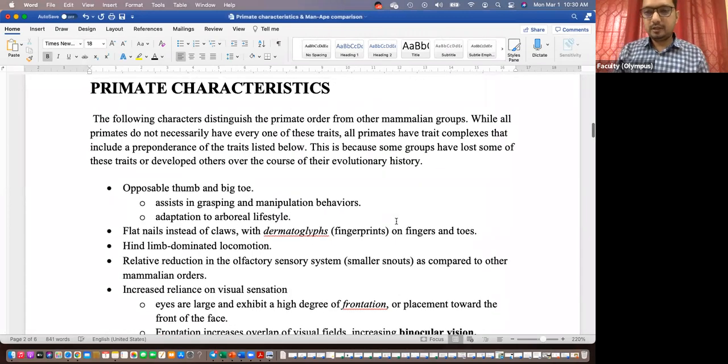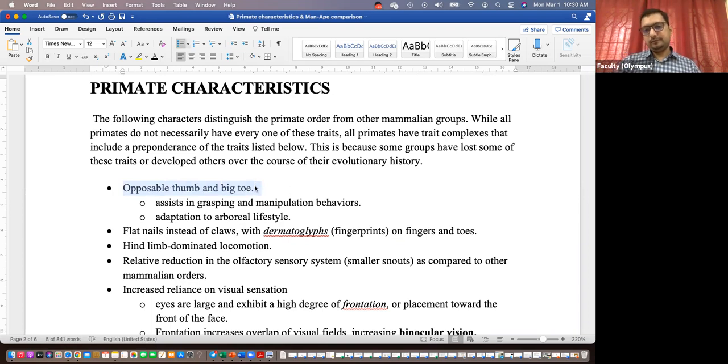A few specific terms, and I'll show you images related to that. These are some important primate characteristics, and there's a lot of overlap. If you know primate characteristics, when we compare humans and primates like apes, you will see specific differences within these characteristics. So what are the features of primates? Primates have specially designed limbs. We have opposable thumbs and big toes.